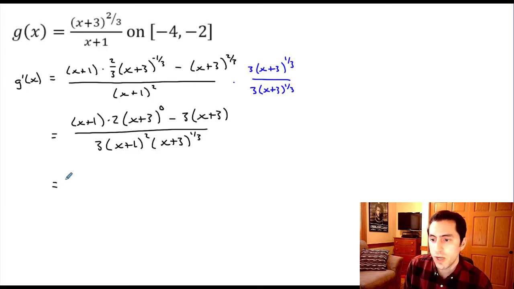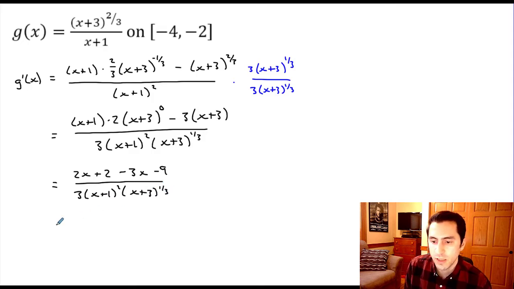So this whole binomial is going to simplify to 1. So that's just going to be 2x + 2. And then distributing the negative 3, we have -3x - 9 all over this denominator, 3(x + 1)^2 (x + 3)^(1/3). And to finish up simplifying our numerator, 2x - 3x, we have a negative x. 2 - 9 is negative 7, all over our denominator.